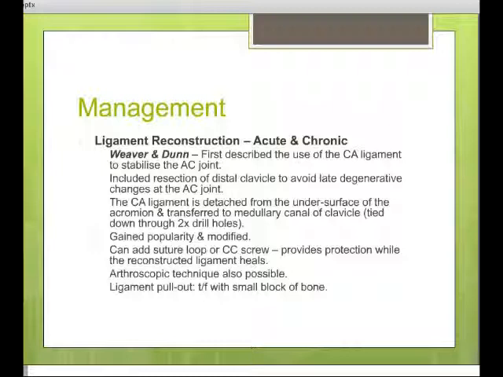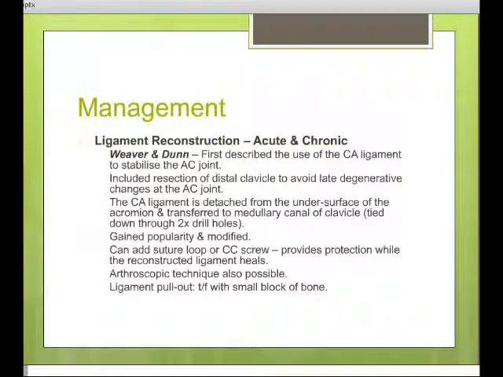This gained popularity, and there were various modifications to this technique, where, for example, a suture loop or a coracoclavicular screw could be added to this technique, which provided protection while the ligament healed. Arthroscopic techniques are also possible. There were some problems, ligament pull-out, for example, but you can use a small piece of bone from the acromion and attach that to the clavicle.